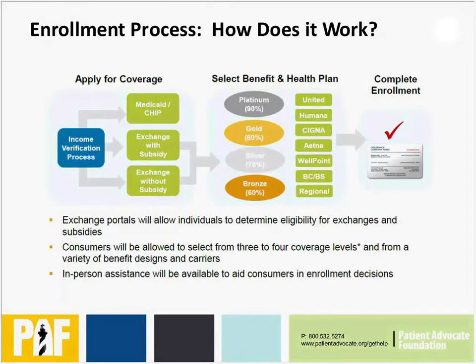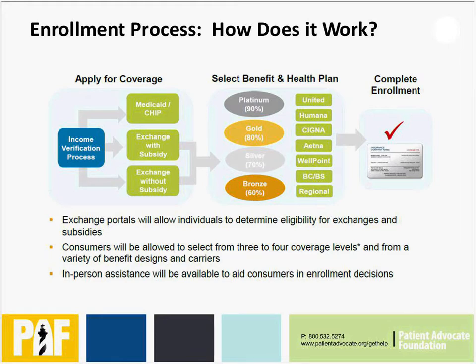So again, looking at that apply for coverage, that enrollment process, the portals will allow you to determine eligibility for the exchange products as well as subsidies that you may be eligible for. Once you do the income verification piece within healthcare.gov, it will route you in one of 3 directions: either Medicaid or CHIP, an exchange product with a subsidy, or an exchange product without a subsidy.